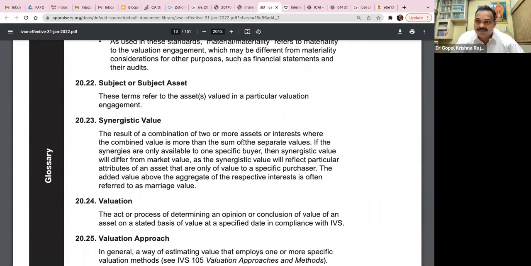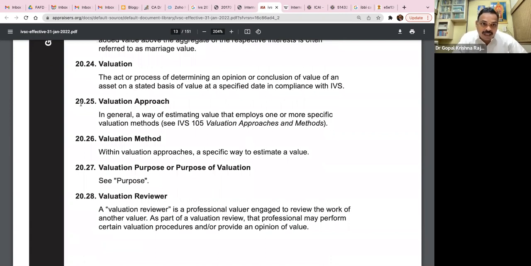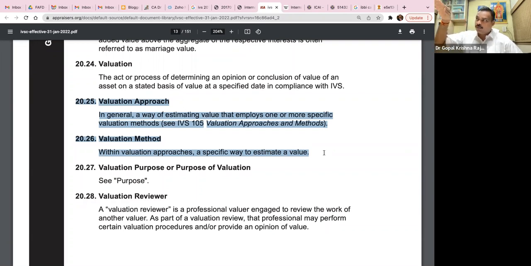And I must really appreciate this, valuation approach and valuation method. This is your 105. There they have defined or explained very clearly what is meant by valuation approach in para number 10. In para number 10, they have explained what is valuation approach and valuation methods. But it is a very detailed definition, especially para number 10.1. So this 20.25 is the simplest definition for approach. I will always make this point very clear. First, the purpose. Second, the base. Third, the premise. Fourth, the approach. Fifth, the method. This is your hierarchy.